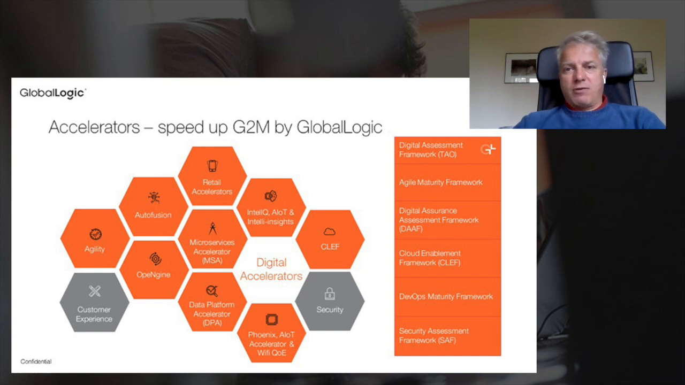Customer experience is always different. It's about the product itself. It's about the solution you're delivering. It should be designed not based on a framework, but specifically. Similarly, the security. So for these two elements, we provide support, but it's not about frameworks.